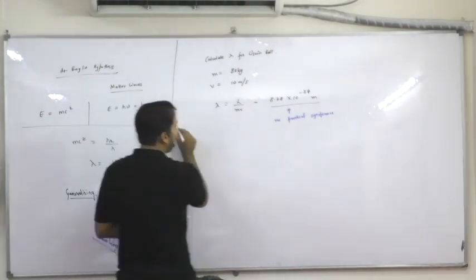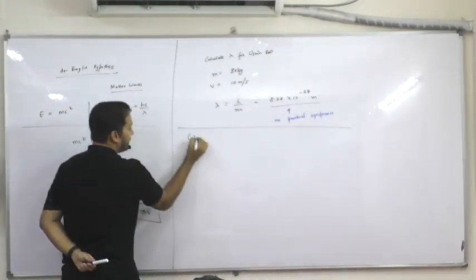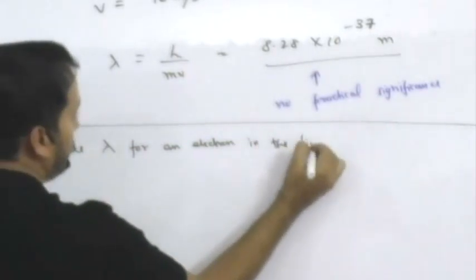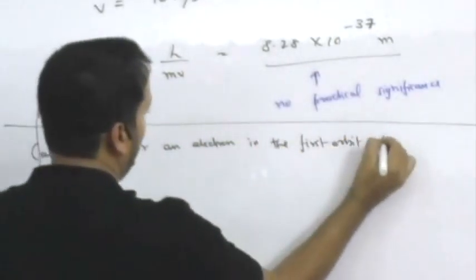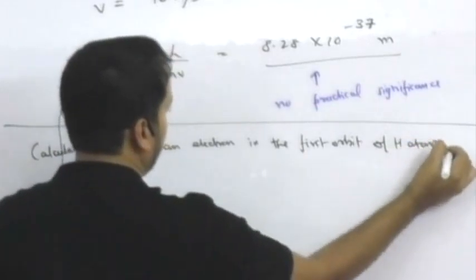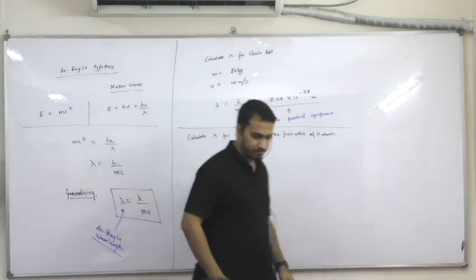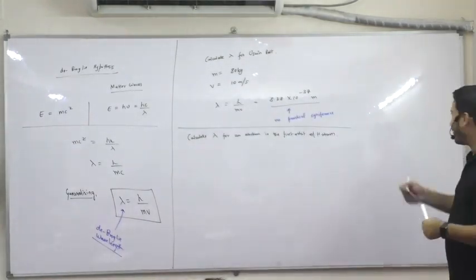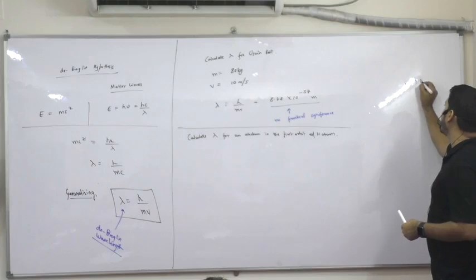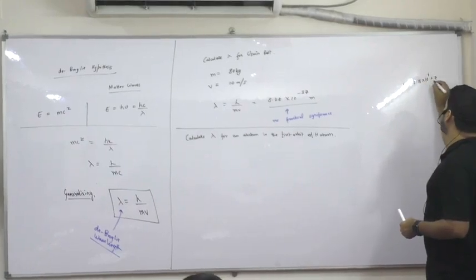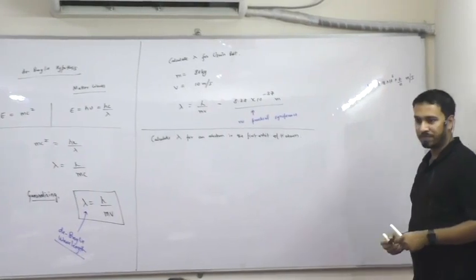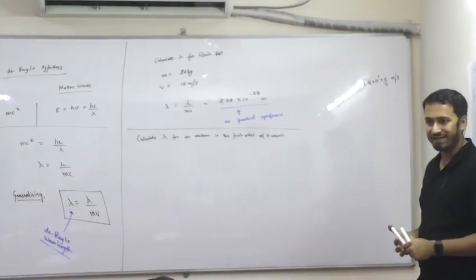However, if I ask you this, calculate lambda for an electron in the first orbit of hydrogen atom, let's say. Now can you calculate this lambda, please? I'm sure you know how to calculate velocity. We've learned the formula for velocity, 2.18 into 10 power 6 into z by n meters per second. For hydrogenic species, I can get the velocity like that.